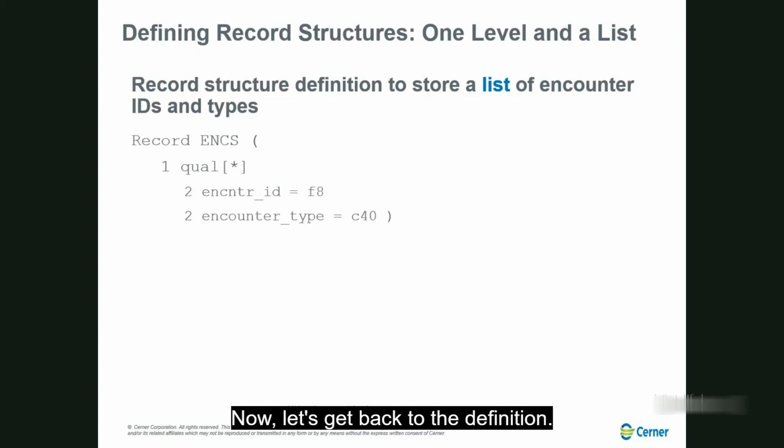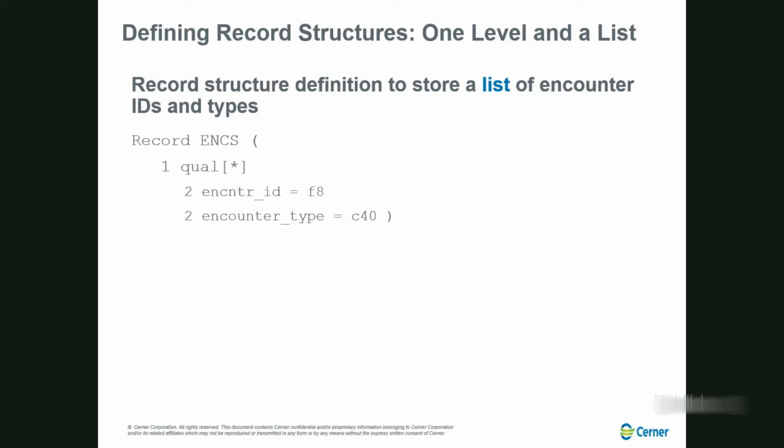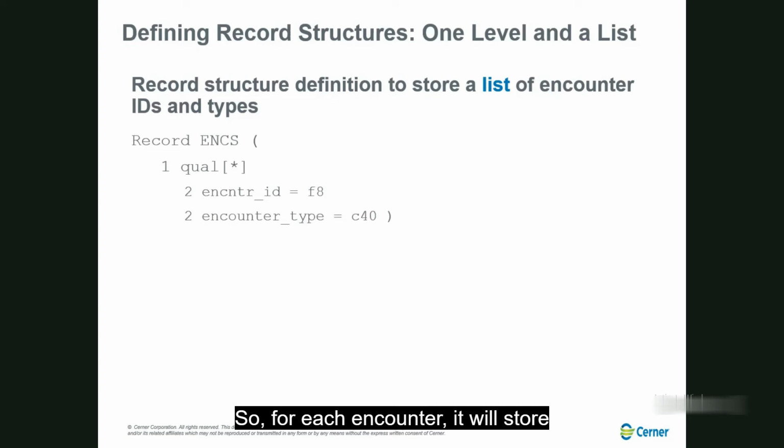Now let's get back to the definition. The number of encounters in the qual list is unknown and will be figured out when the query runs, so the asterisk is placed as the dimension. Level 2 is used to define 2 items that belong to the qual list. So for each encounter, it will store its ID and corresponding type.